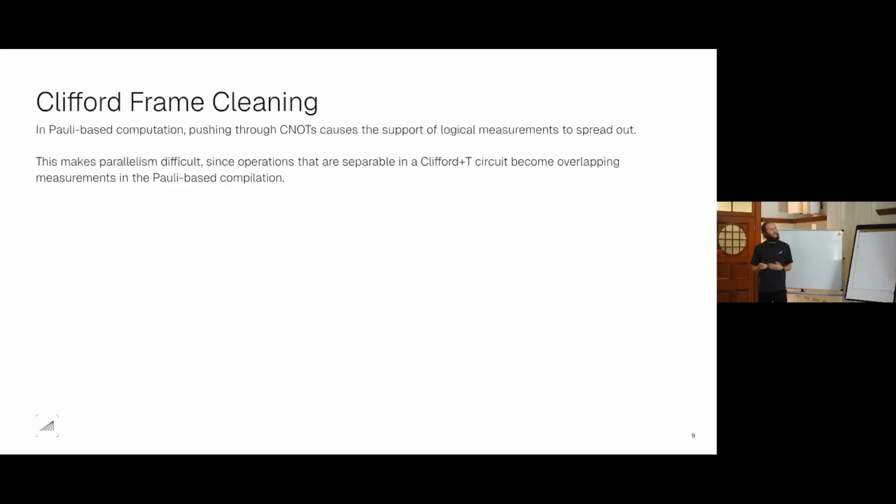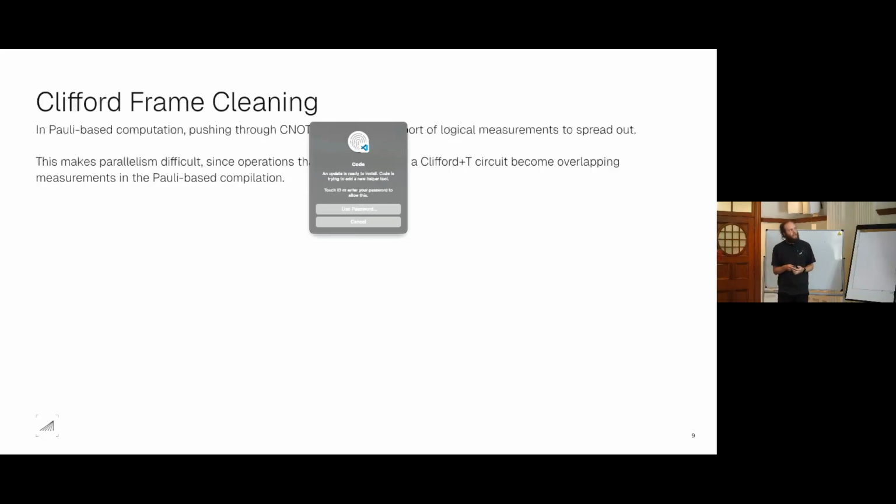So what that means is we need some way to control what's going to happen to this spreading out of the measurements. There is previous work, so I don't think I put it on the slide, but there is previous work from a paper called Extractors.